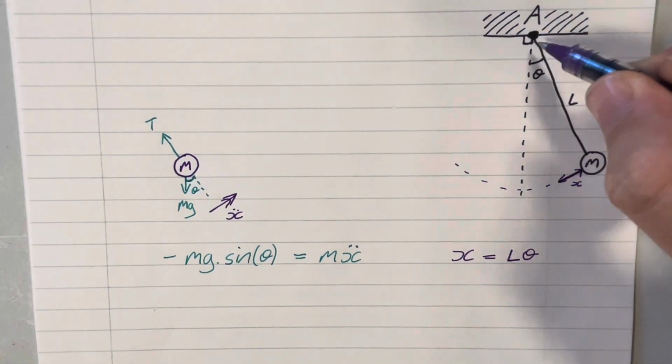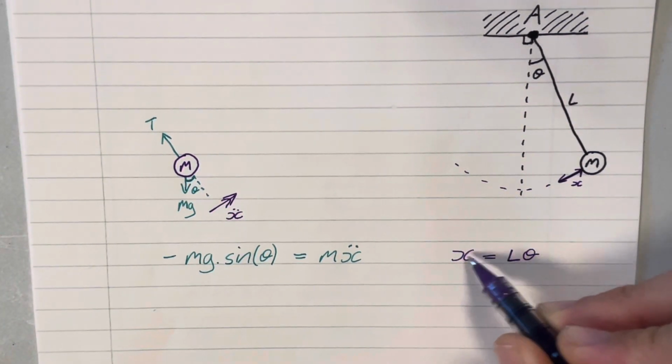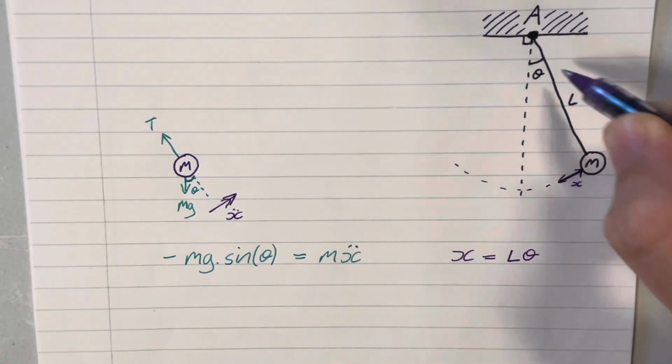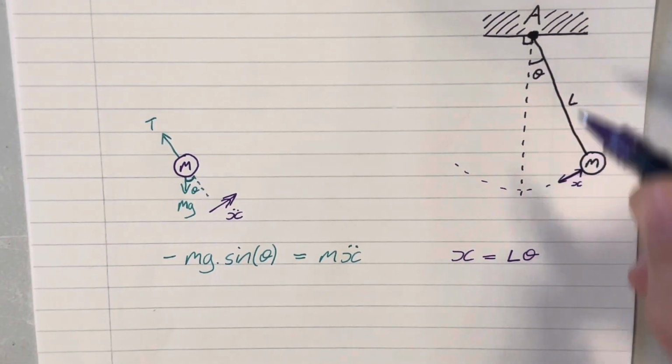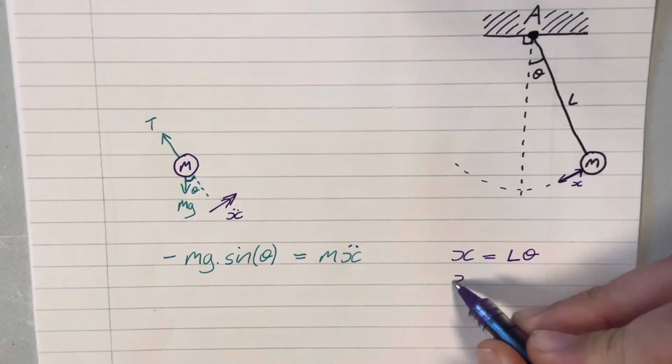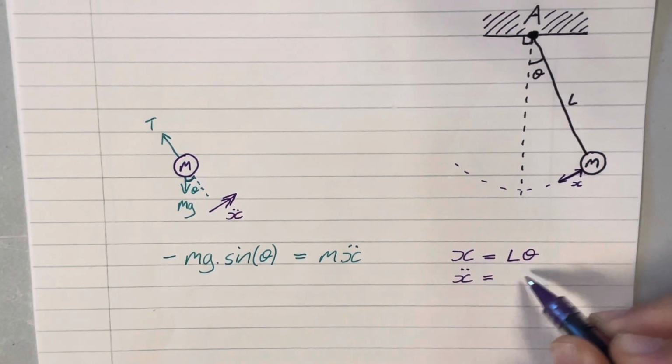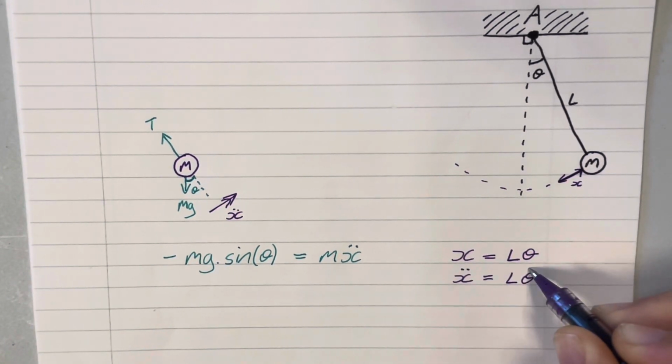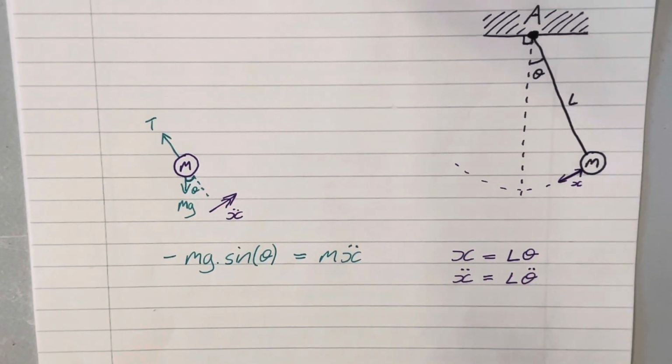L is a constant, that's just the radius of my circle. x is the distance travelled around the arc. Theta is the angle subtended at the pivot, and I can therefore differentiate this twice to give me x double dot is equal to L theta double dot, because L is a constant.